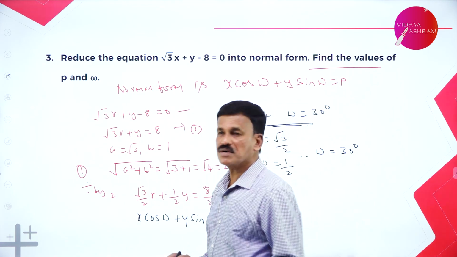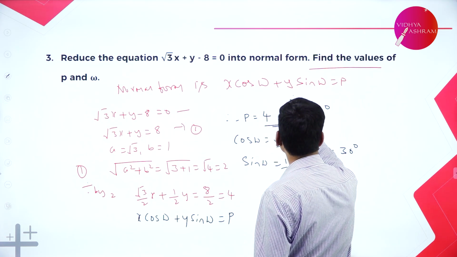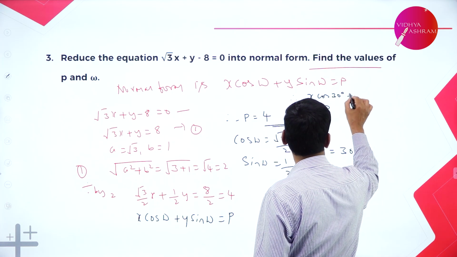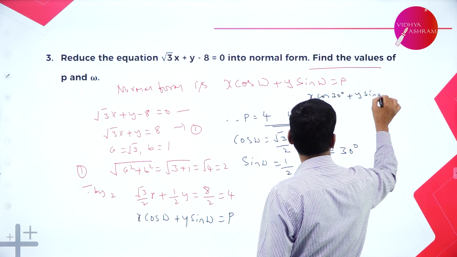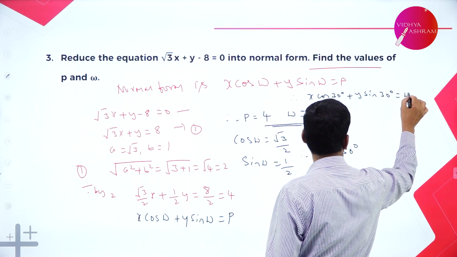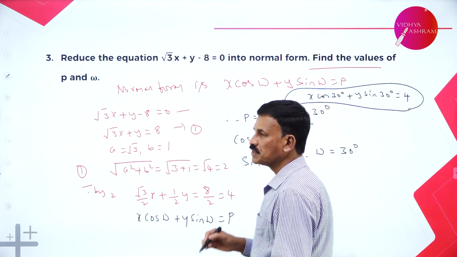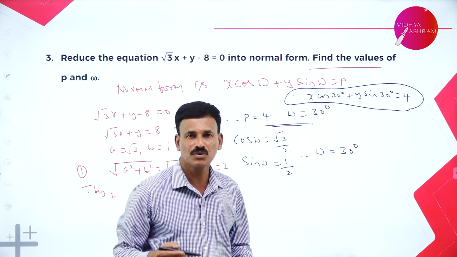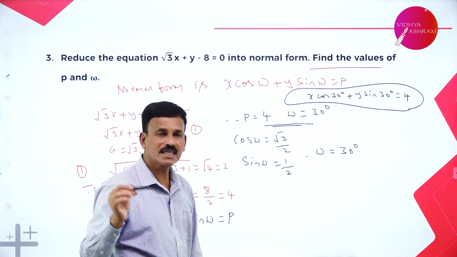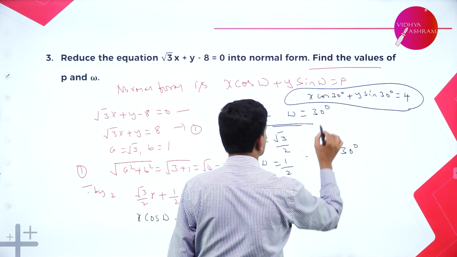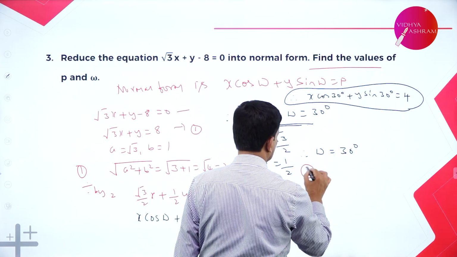So, the given equation becomes x into cos 30 degrees plus y into sine 30 degrees is equal to 4. This is the normal equation of the given line. That's it. Hope you followed. Now, let us take one more example.